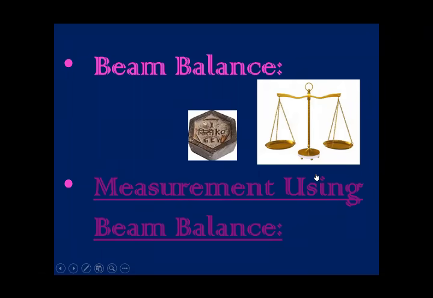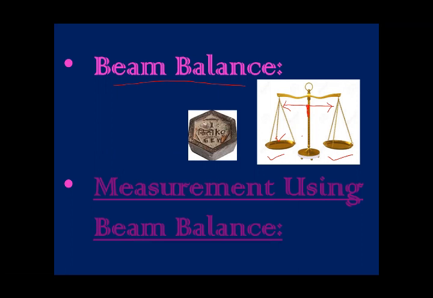Now the next topic is beam balance. It is a traditional balance which consists of 2 plates, and these plates are at equal distance from the center point. One plate holds the object of unknown weight. On one plate we will keep the weight which we want to find out.